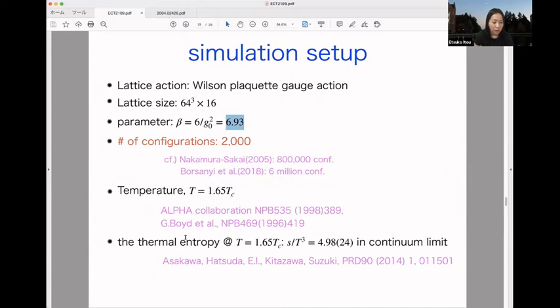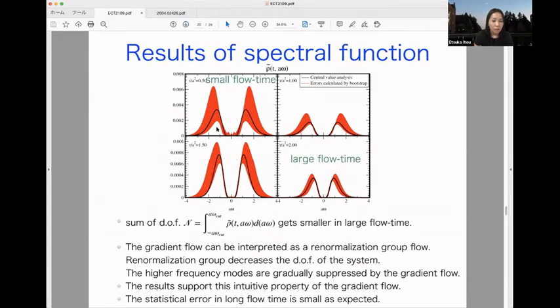To find eta over s, the value of the thermal entropy is given by this value from our first paper. And this is the result of the spectral function obtained by the sparse modeling method from the smeared correlation function. This is a small flow time, and actually sqrt(8t) T over a is 0.5, 1.0, 1.5, and this is the long flow time data.